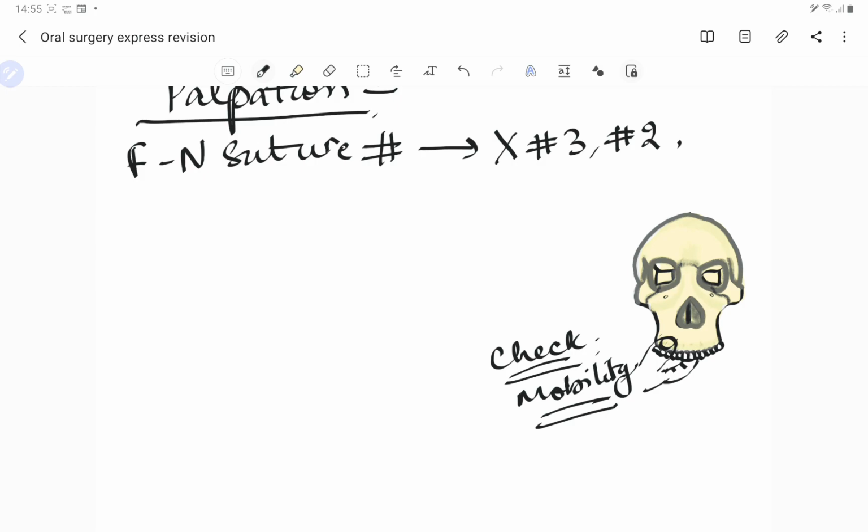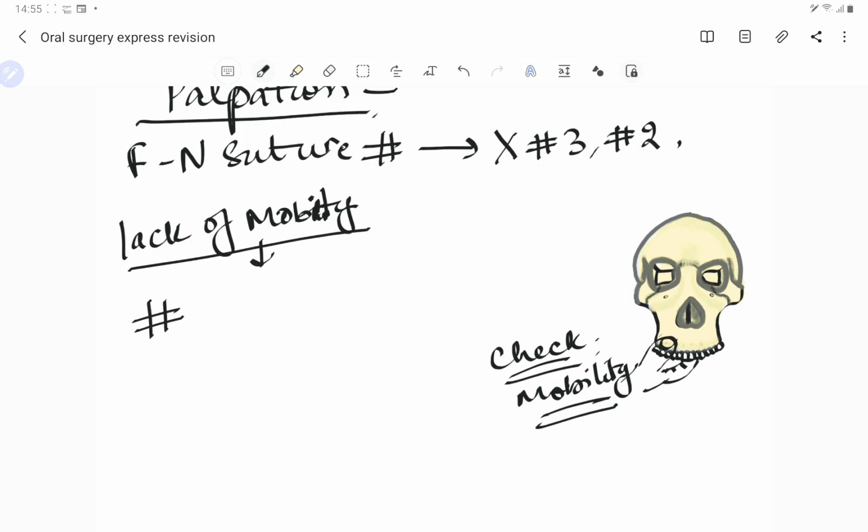If there is anterior maxilla which is mobile, then it is Leaford 1. If the mobility is up till the mid of the face, then it is 2. If the whole of the face is getting detached from the cranium, then it can be a Leaford 3 fracture. If there is lack of mobility, guys, that means no mobility, don't think that there is no fracture. Then there can be a fracture, but it can be an impacted maxillary fracture.